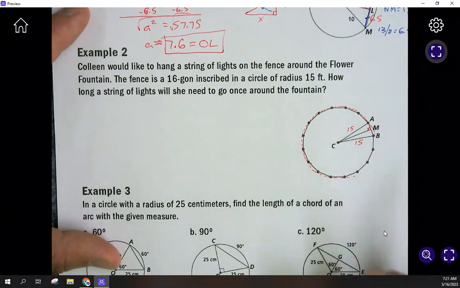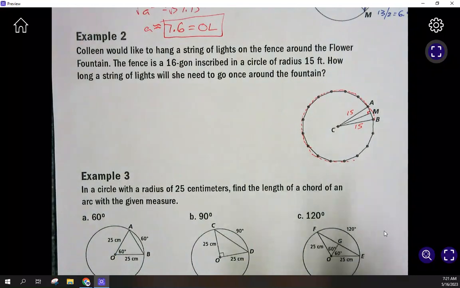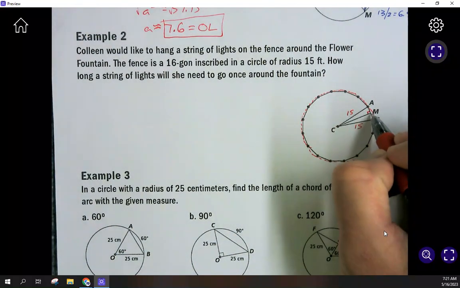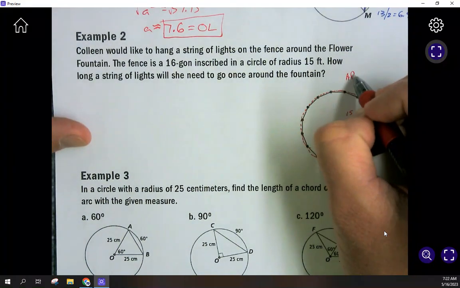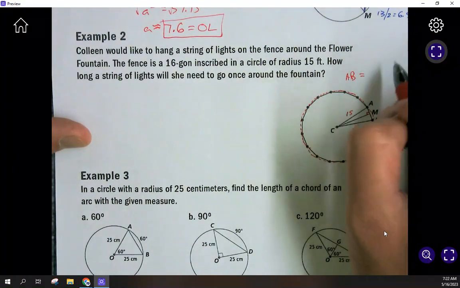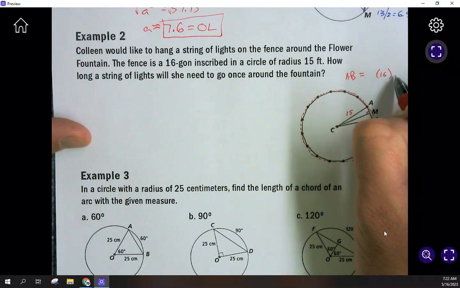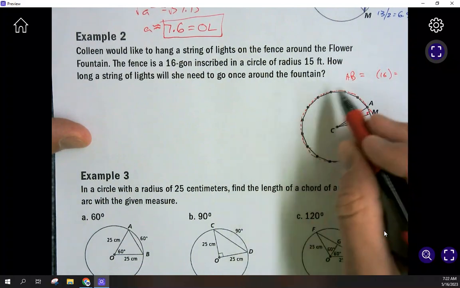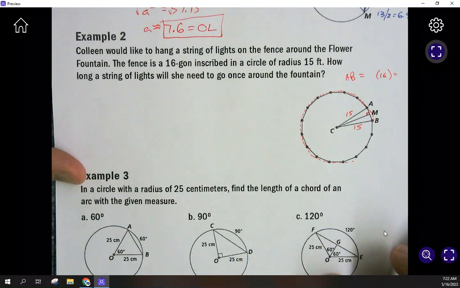So we're going to focus here on our isosceles triangles and try and figure out what is this length, that chord AB. If I know what AB equals, I'm just going to take that length and times it by 16, and that's going to give me the full length around this shape.